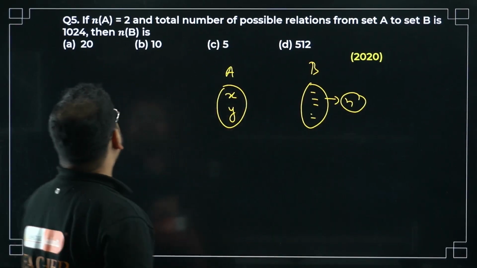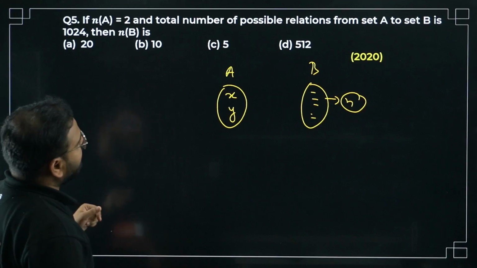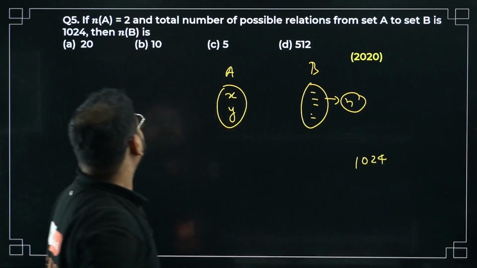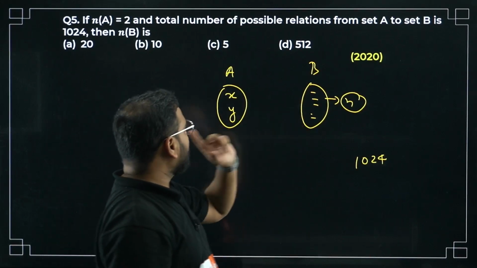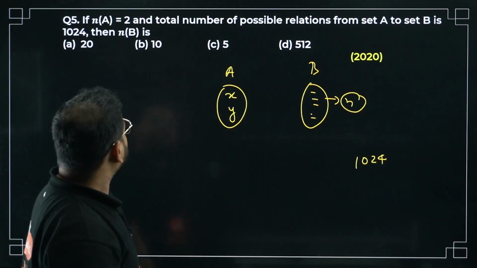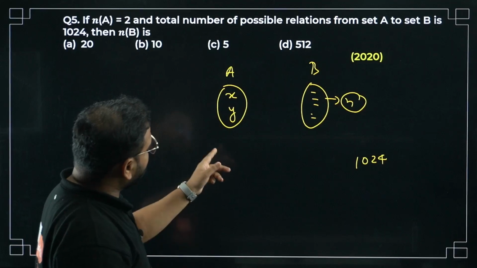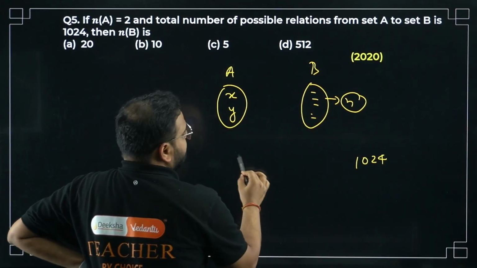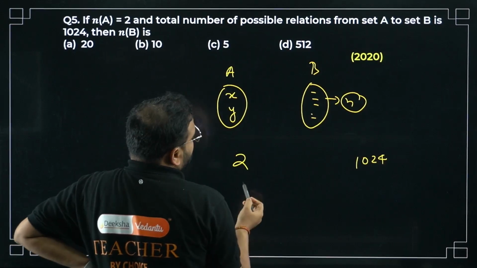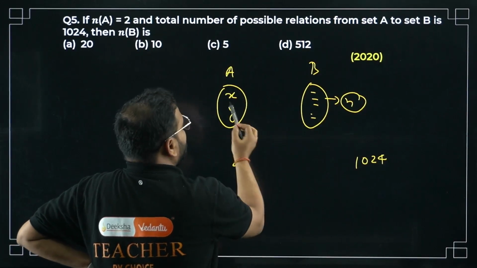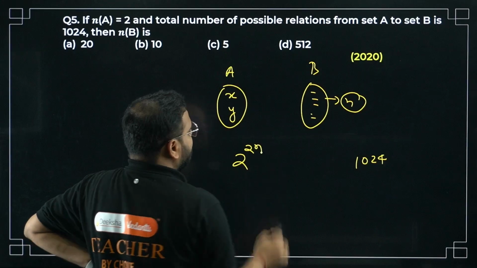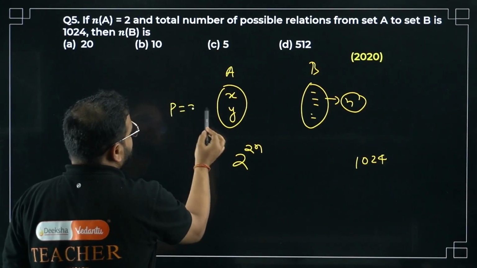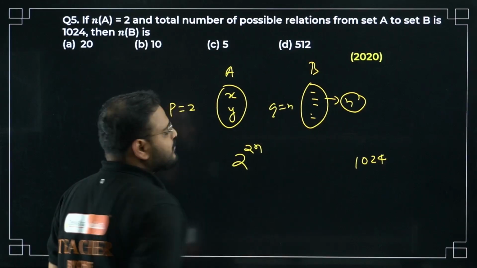They're saying that the number of relations from A to B is given as 1024. Find the value of the number of elements in B. Alright, let's check. If it is given like this, this is the formula: 2 power, this into this. I have 2 elements here and n elements, so 2 power 2n. 2 power p into q, where p is 2 and q is n. Remember this formula, I taught you this.